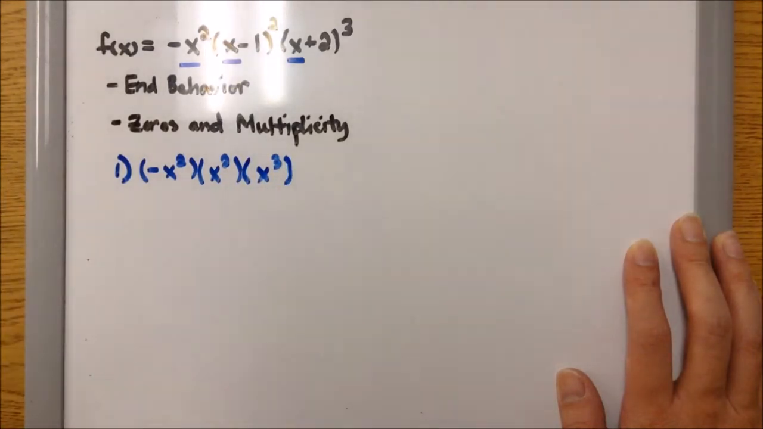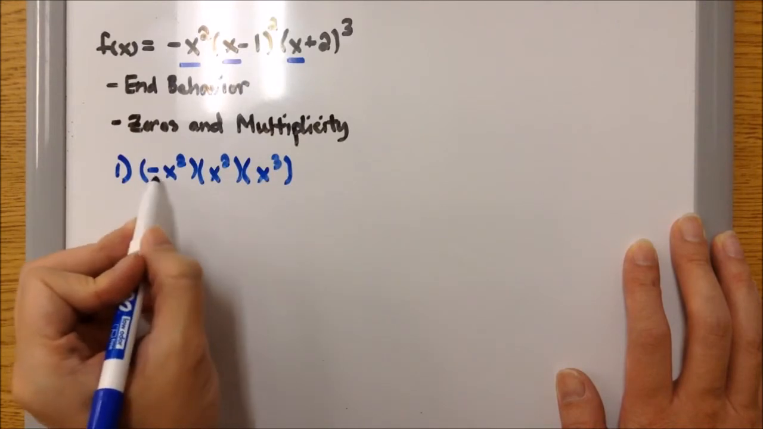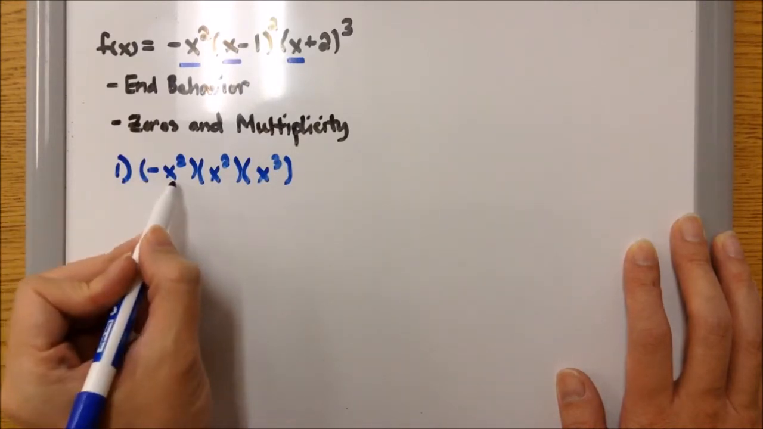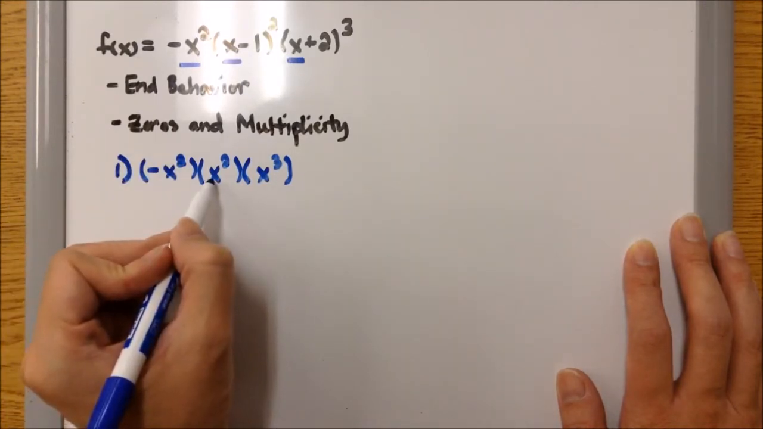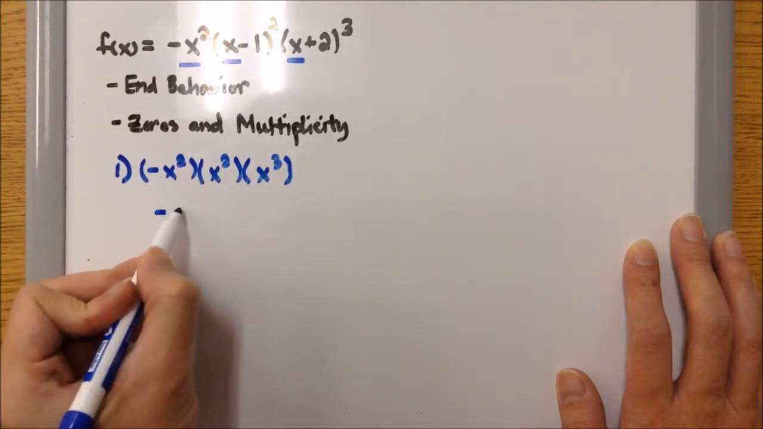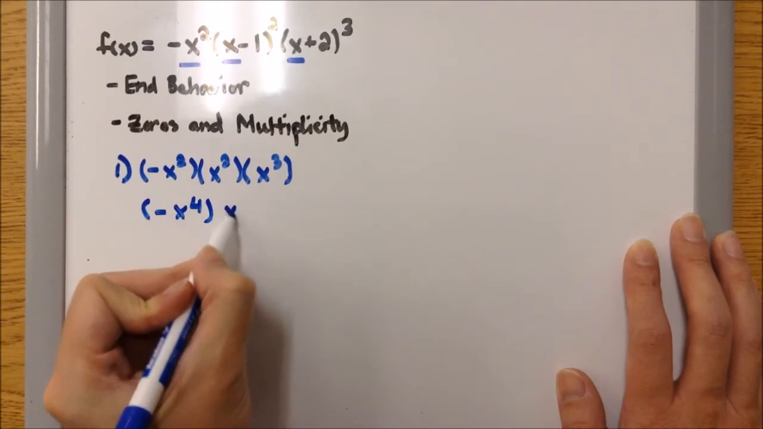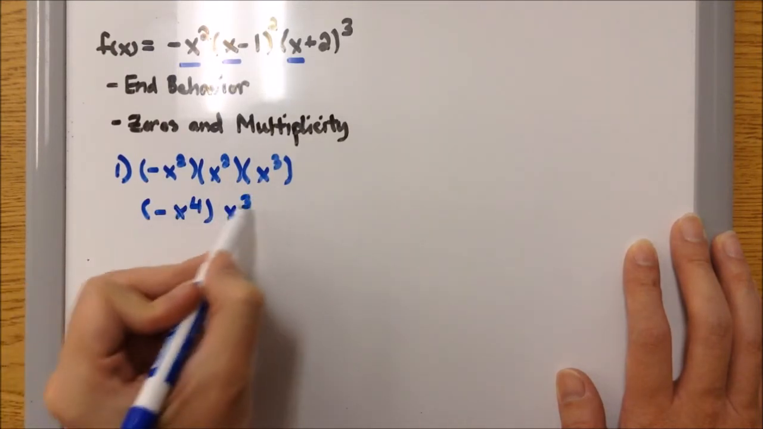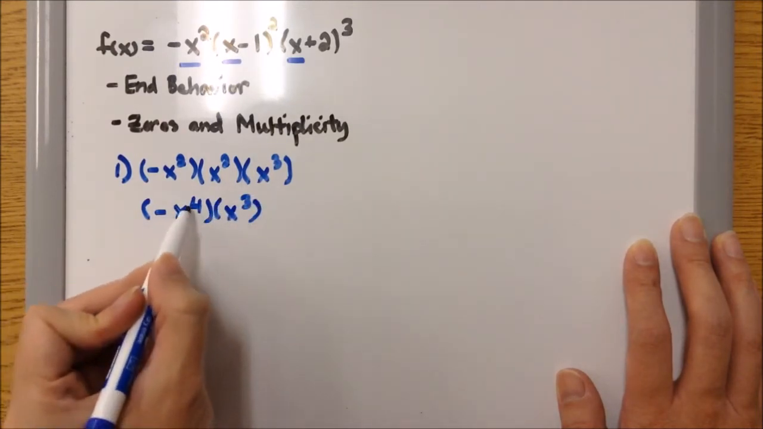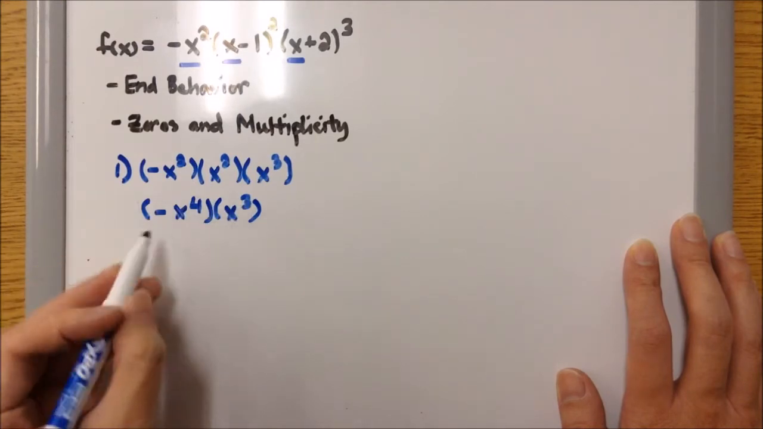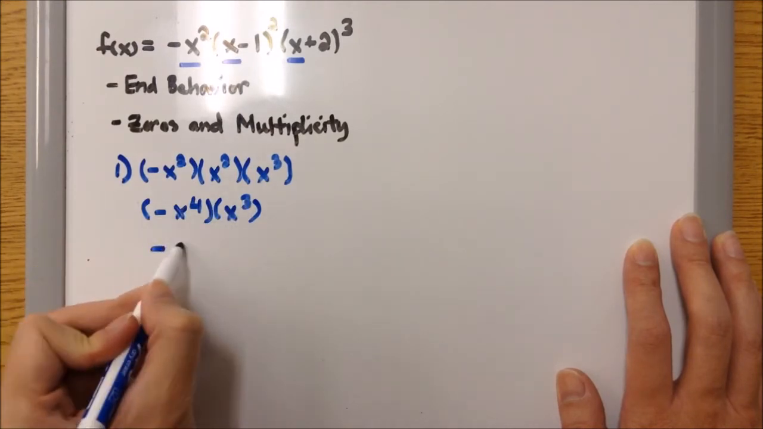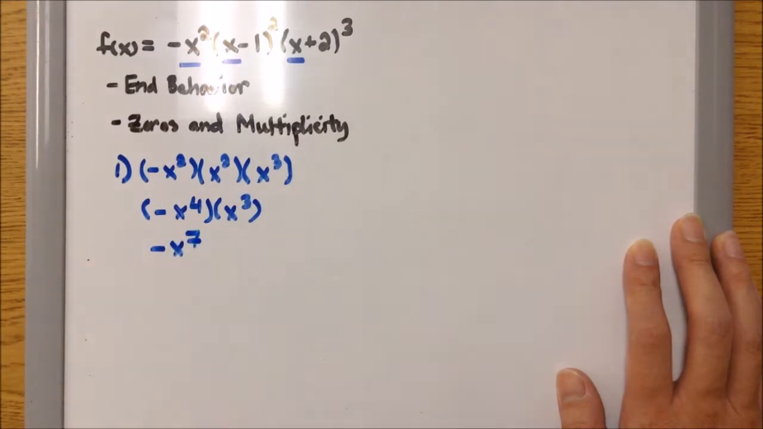So for this, I'm going to take it one step at a time. We have a negative, so -x squared times positive x squared would become -x to the fourth. And then I bring down the x to the third. So we got -x to the fourth times x to the third, that would be just -x to the seventh.